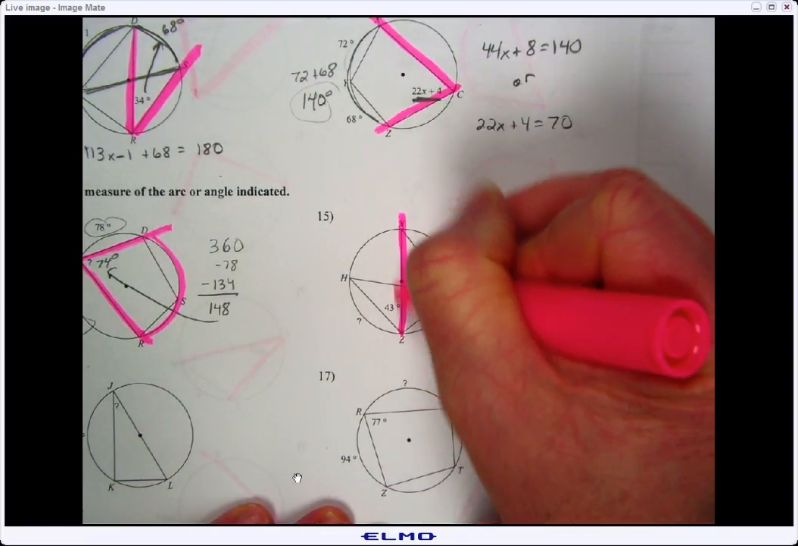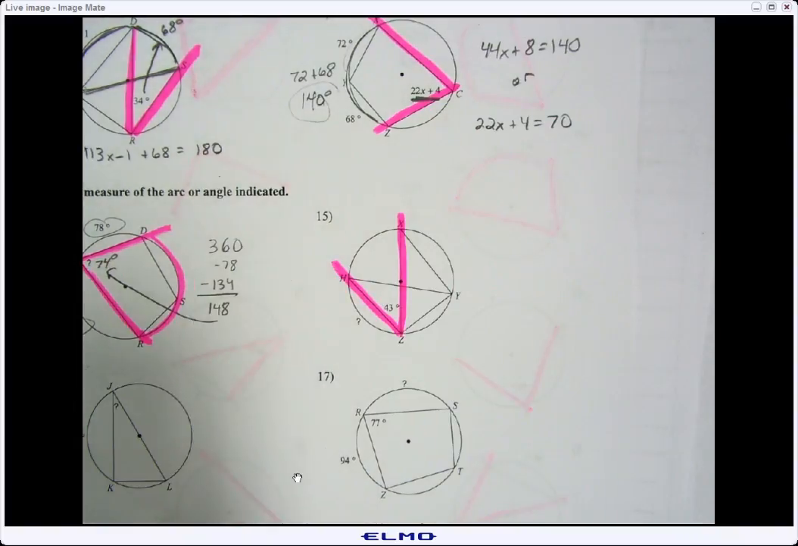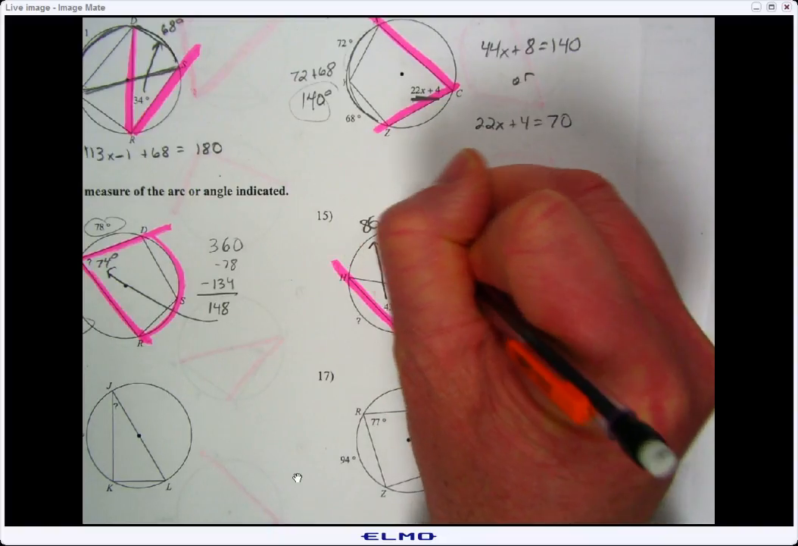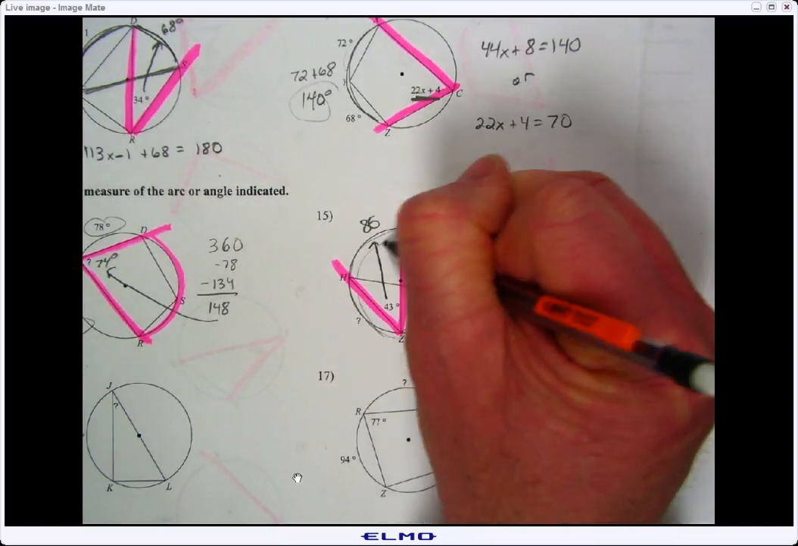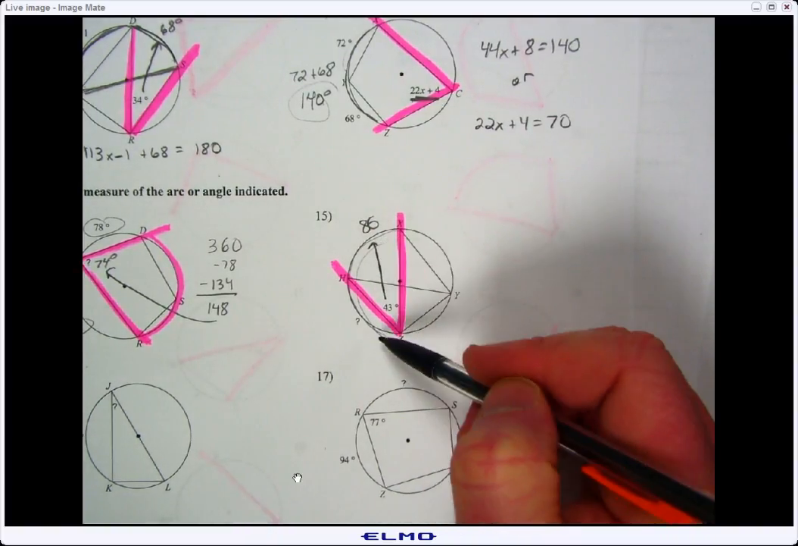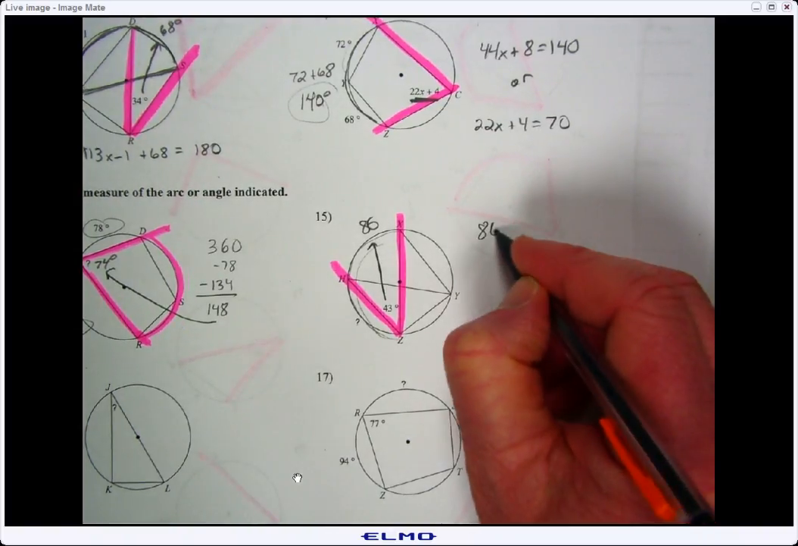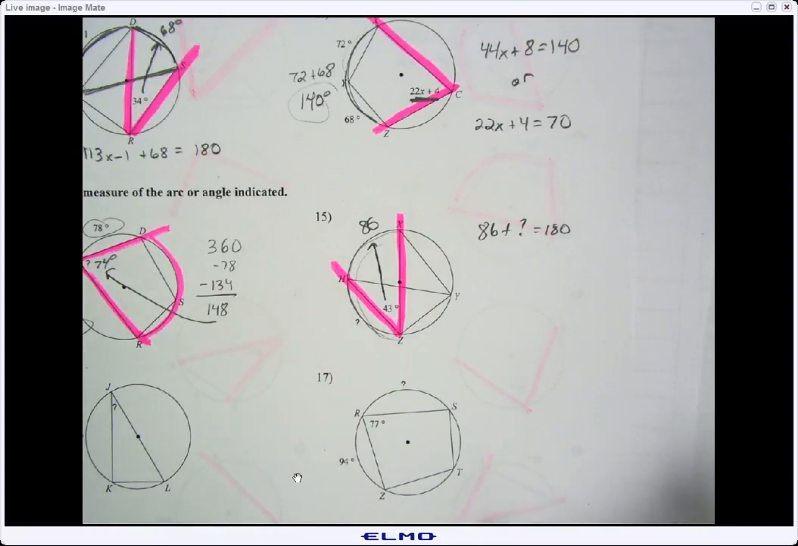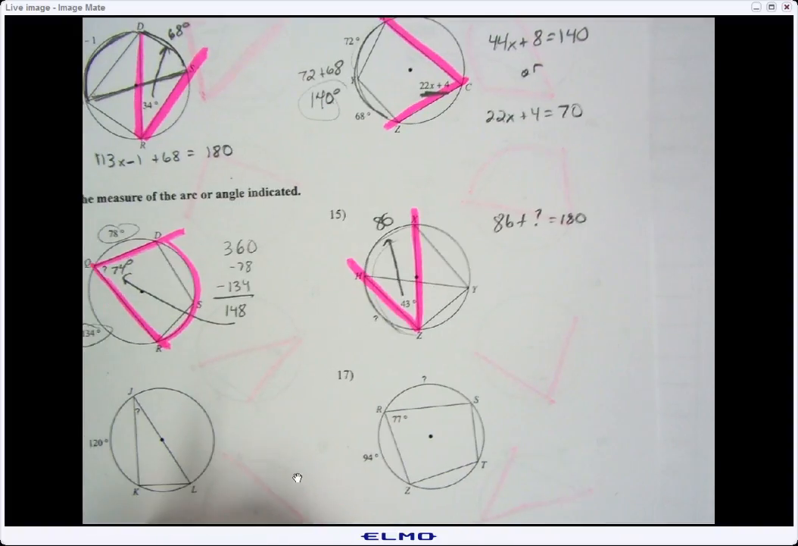Trace, double the 43, 86. These make up 86 plus question mark equals 180. Solve that. Basically, number 16 is the same type of problem.